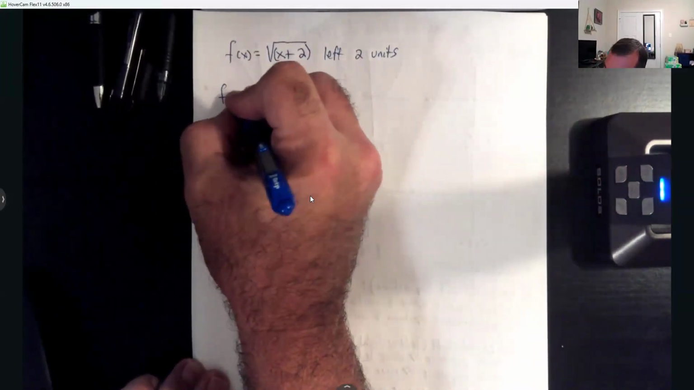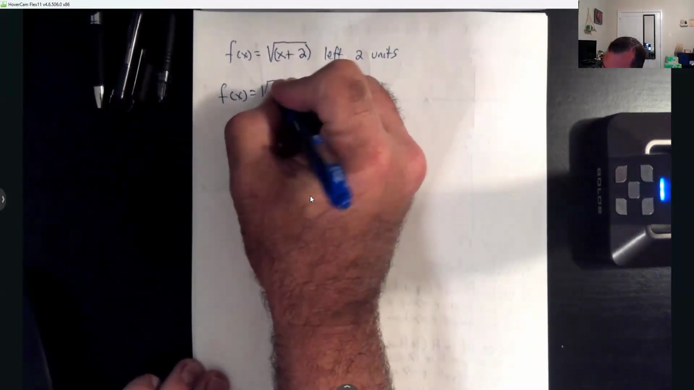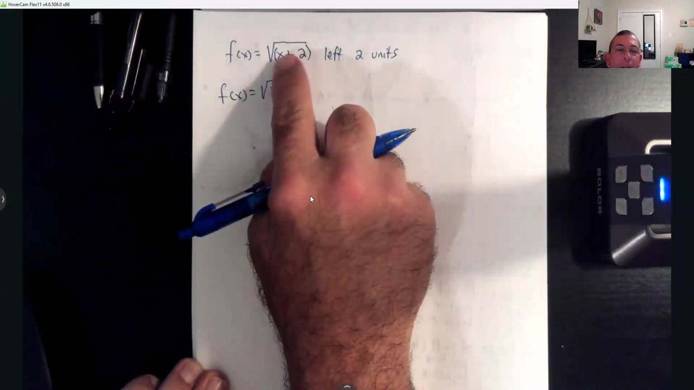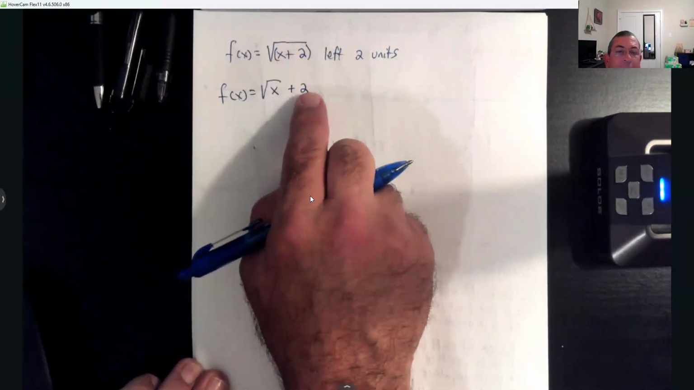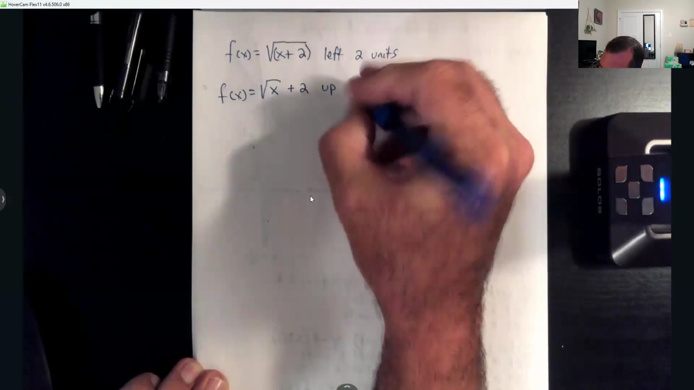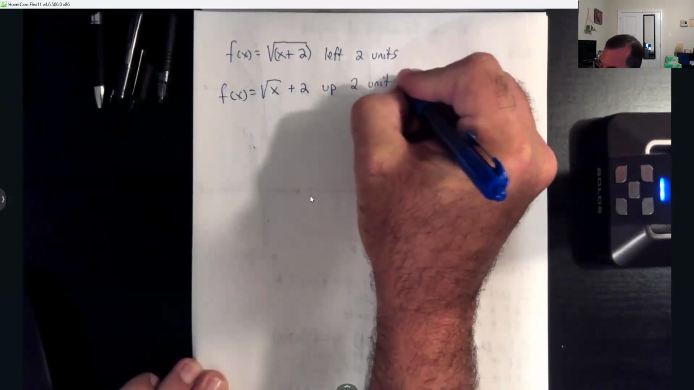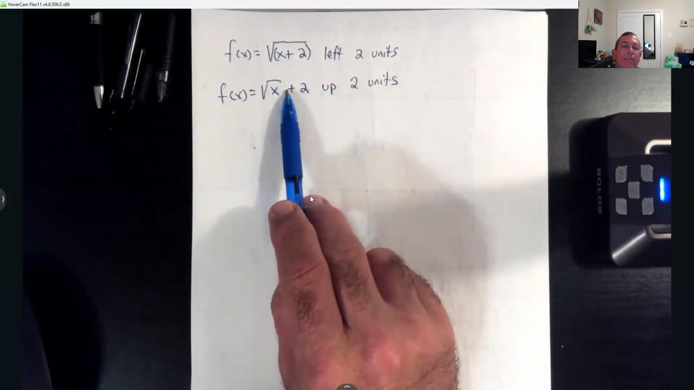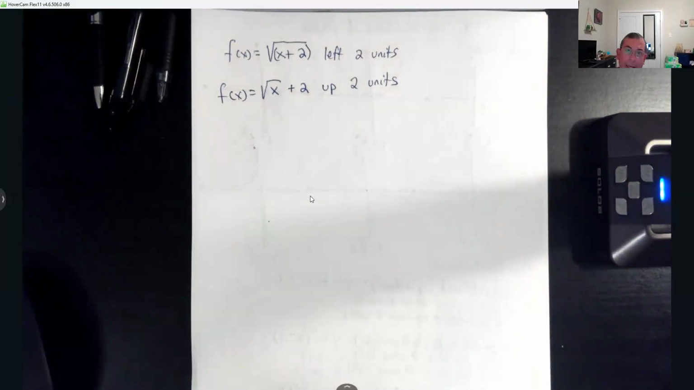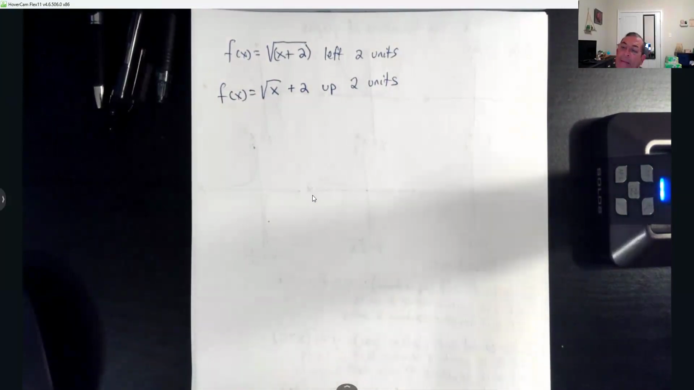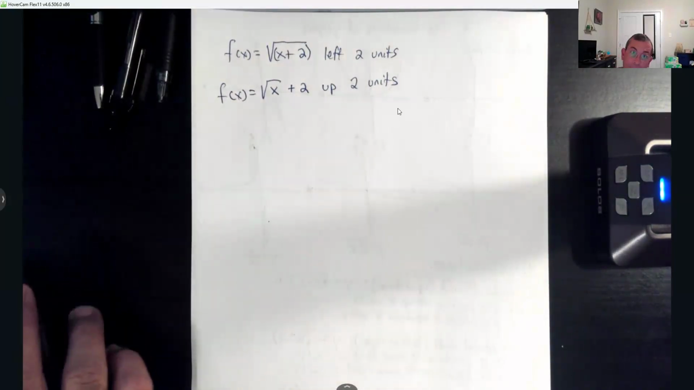Now, if you had it like this, f of x equals square root of x, plus 2. Now, y'all notice the difference. This 2 was under the radical with the x. This 2 is on the outside. If it's on the outside of the radical, this one would move me up 2 units. Okay, so under radicals is treated like parentheses. Outside, just treated like adding or subtracting that number, okay? Which means radicals have the same priority as parentheses if you're doing order of operations, okay?